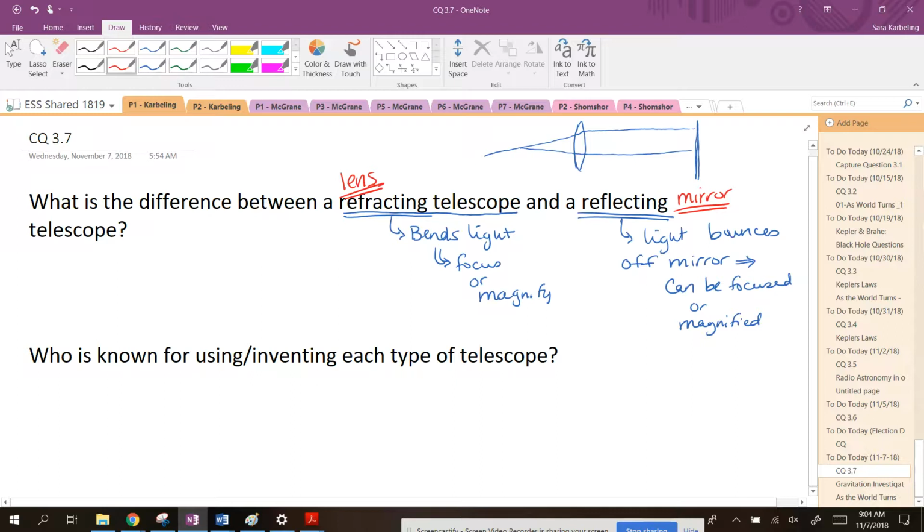Who's known for inventing or using each type? Who's got that? Galileo. Galileo's known for using which one? It's a 50-50 shot, isn't it? This is from the video that we watched, the 400 years of the telescope. That's where we started this. Which one was it? Refracting. Galileo is known for the refracting telescope.